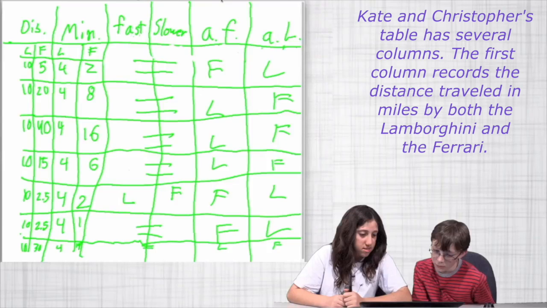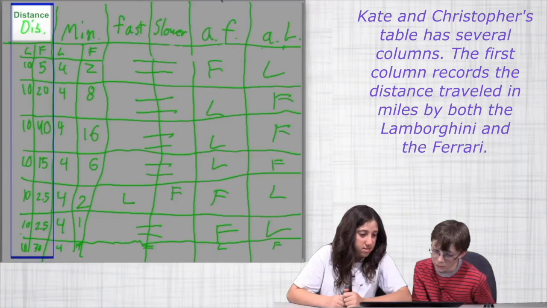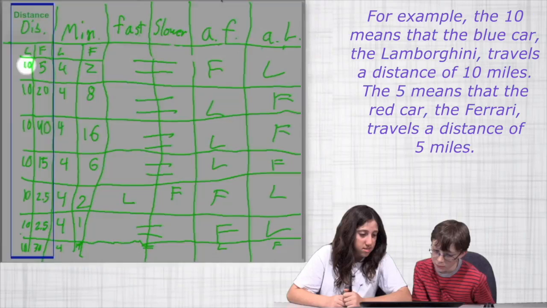Kate and Christopher's table has several columns. The first column records the distance traveled in miles by both the Lamborghini and the Ferrari. For example, the 10 means that the blue car, the Lamborghini, travels a distance of 10 miles. The 5 means that the red car, the Ferrari, travels a distance of 5 miles.